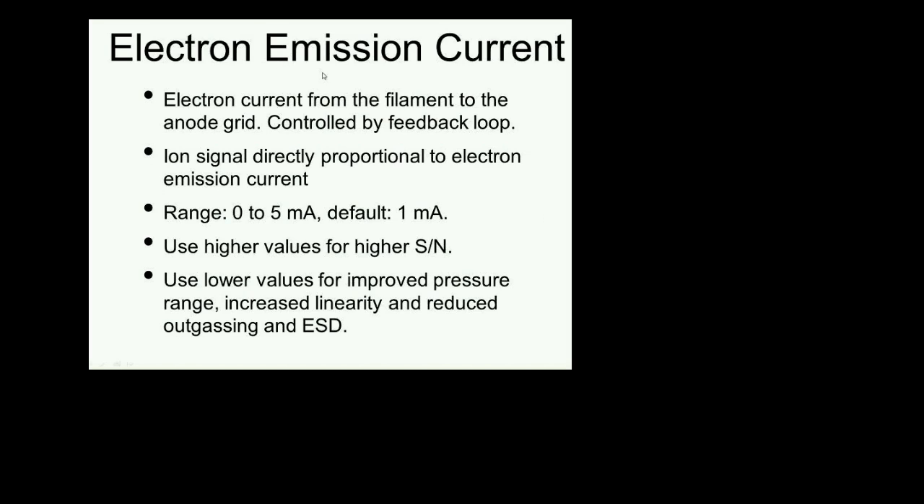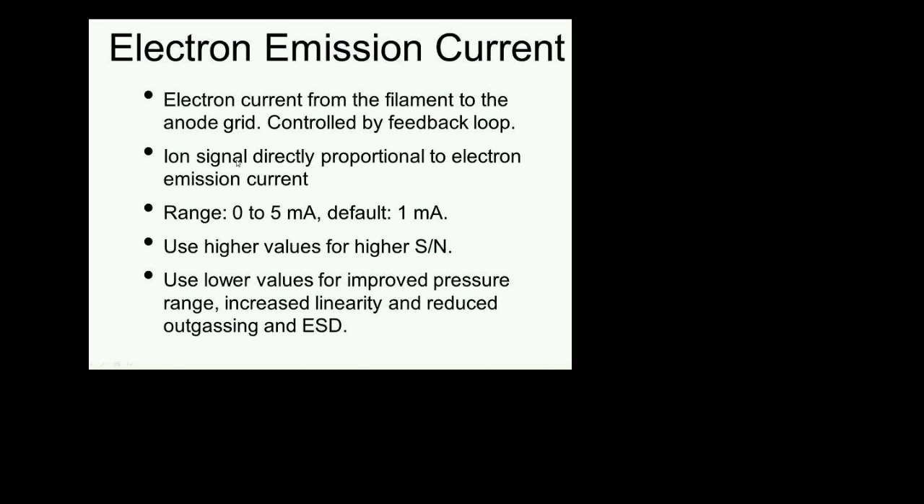The next item is that I want to nail the electron emission current concept so that you know what to do. The electron current from the filament to the anode grid is the electron emission current, and it is controlled via feedback loops. In other words, when you tell the RGA to go to a specific emission current, it heats up the filament until that current is measured at the ionizer, and it will control the current that way, independent of the pressure in the system.